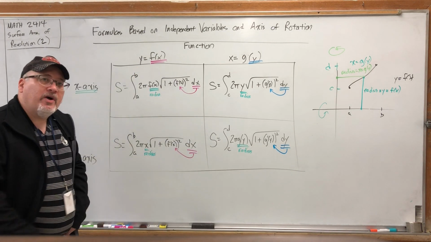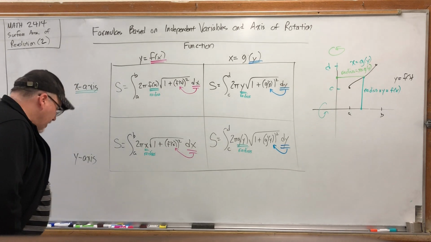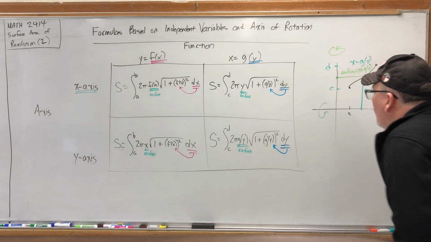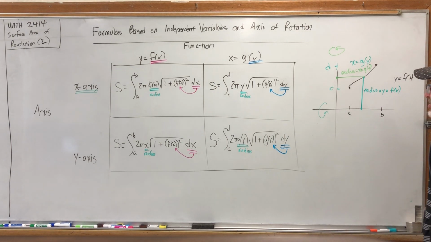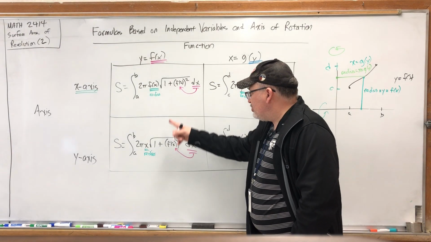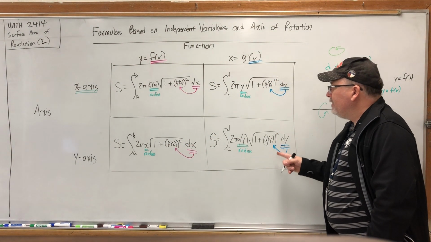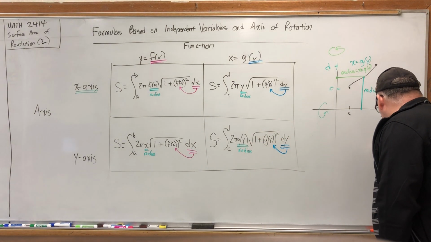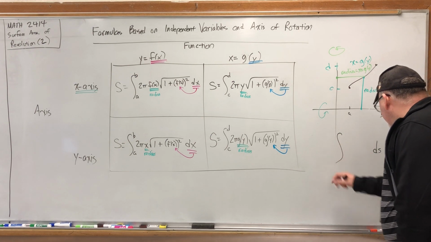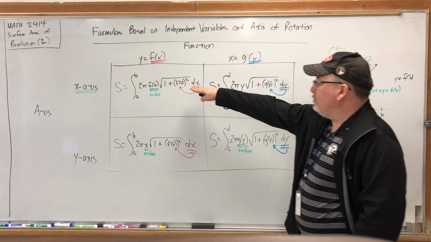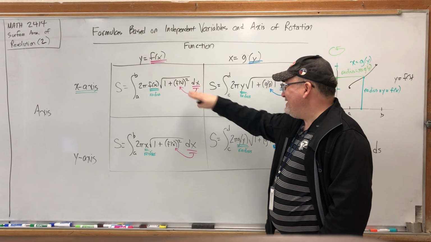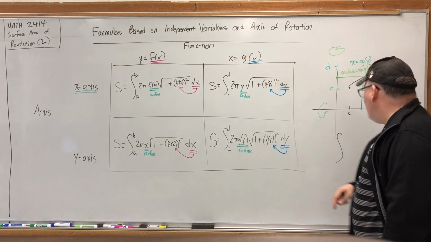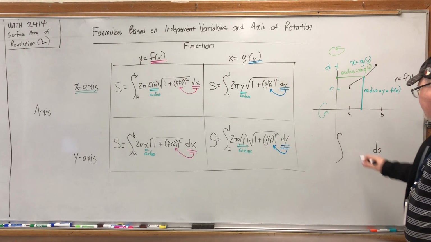I'm sure there are other gimmicky ways to remember how to set these up. In fact, I can show you right now, by collapsing some of these things down. Remember that the square root of 1 plus the square of the derivative times dx or dy all came from ds. ds is either the square root of 1 plus the square of the derivative of f times dx, or the square root of 1 plus the square of the derivative of g of y times dy. But either way, I can collapse it down to ds.